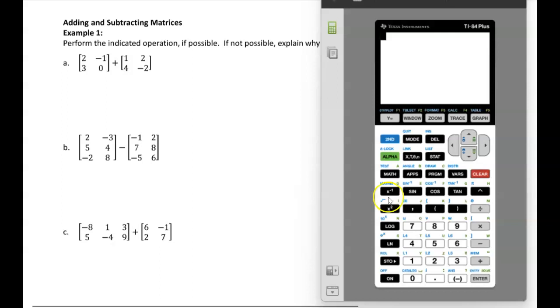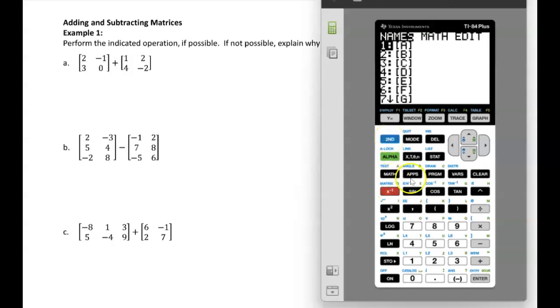Right above where it says x to the negative 1, it says matrix, and it's in blue, so you can press second and then that button. This is where everything is from our matrices. From here, if I want to enter a matrix, these are all my different matrix names. I'm going to go over to edit and hit enter on A.